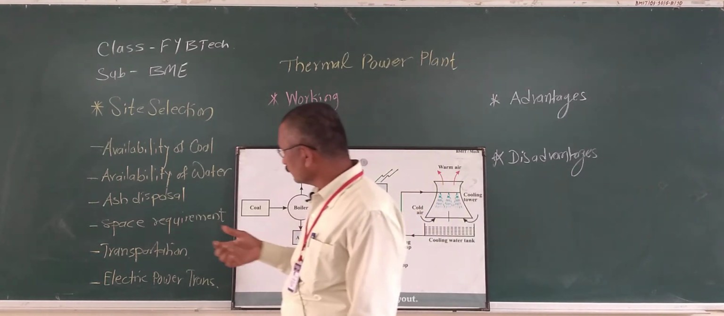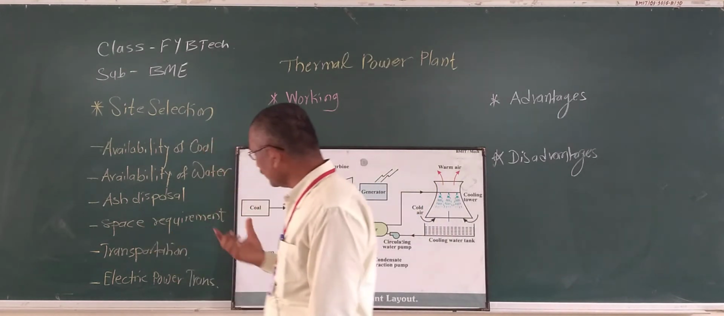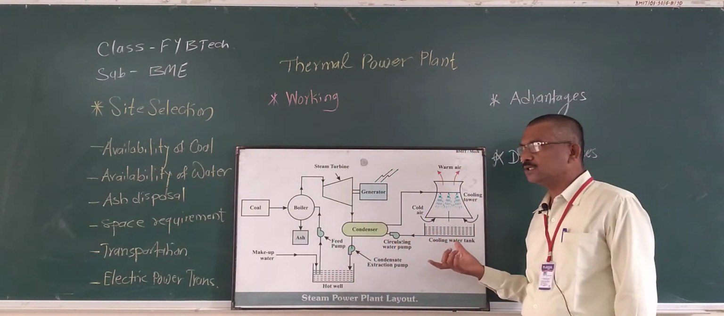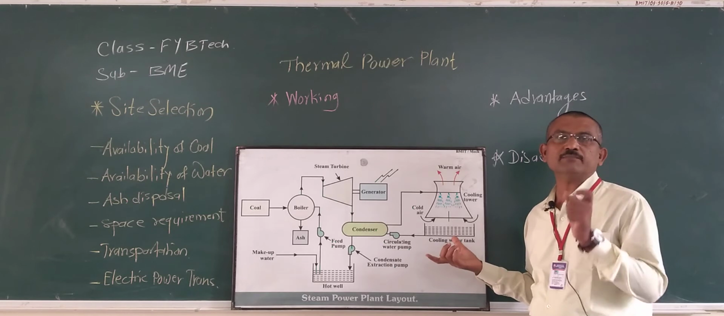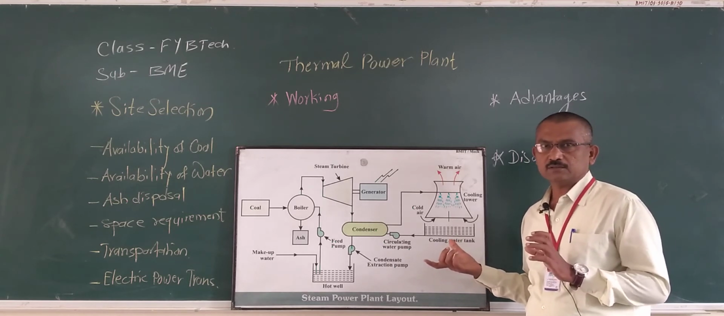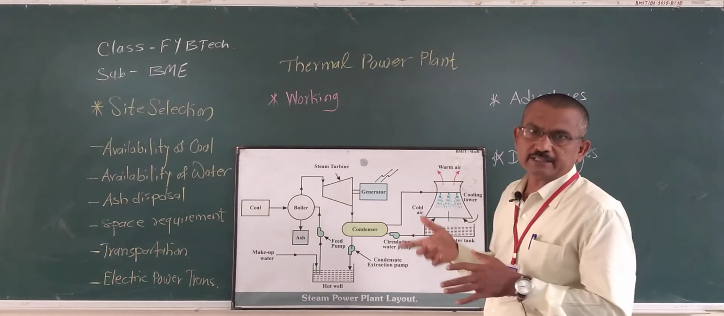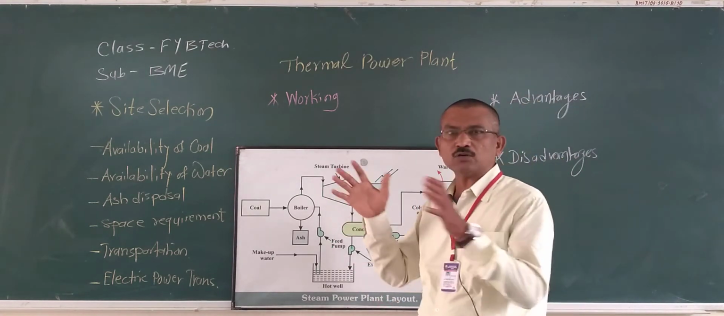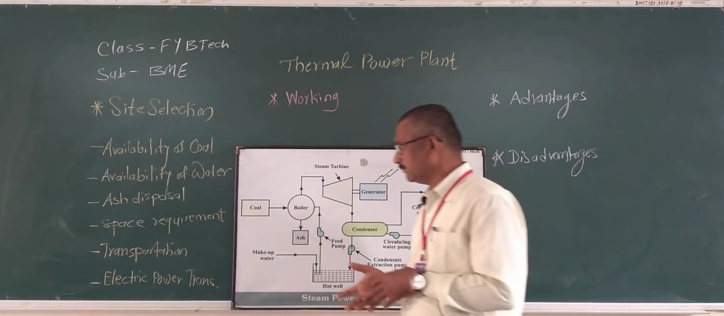Okay. Next one, space requirement. The space required for a thermal power plant is about 3 to 5 acres per megawatt of generation. So accordingly we have to choose the site. That much space must be available for our plant according to its capacity in megawatts.